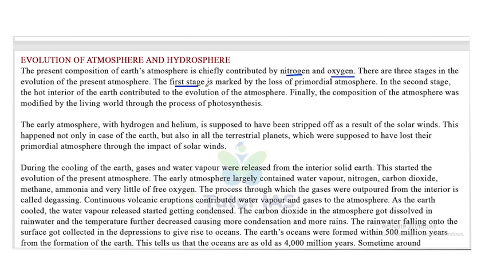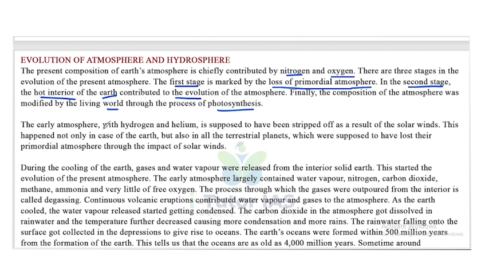The first stage is marked by the loss of primordial atmosphere. In the second stage, the hot interior of the earth contributed to the evolution of the atmosphere. Finally, the composition of the atmosphere was modified by the living world through the process of photosynthesis.